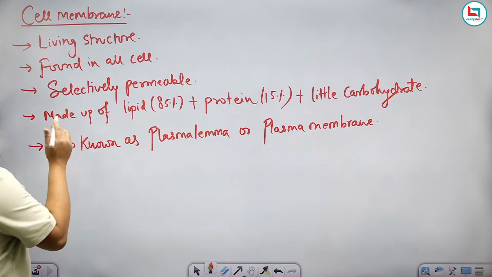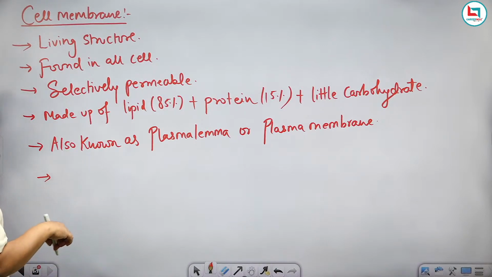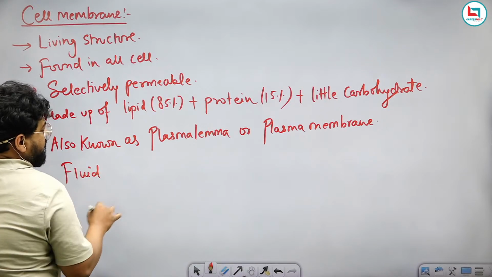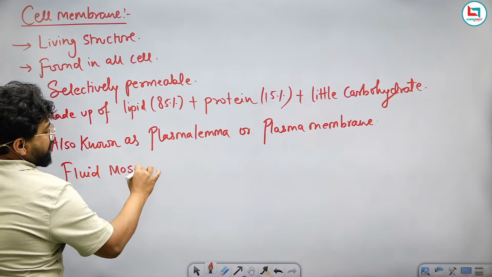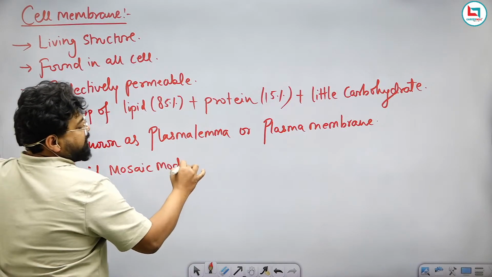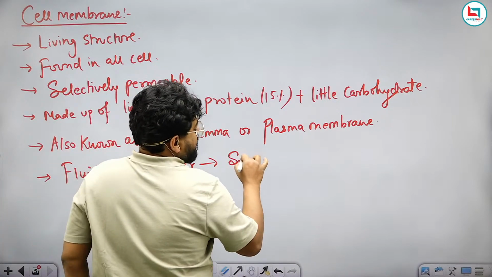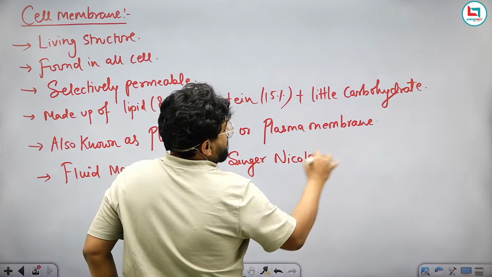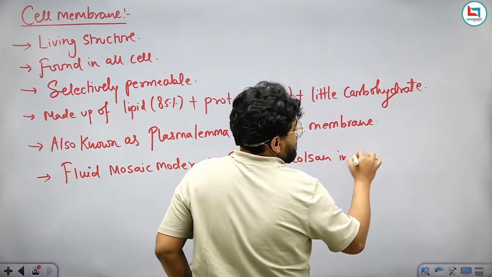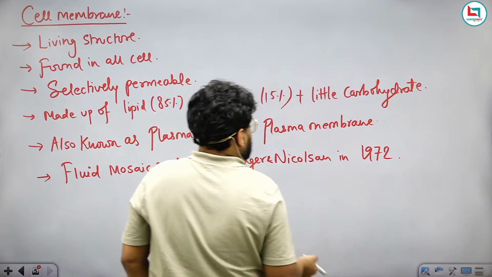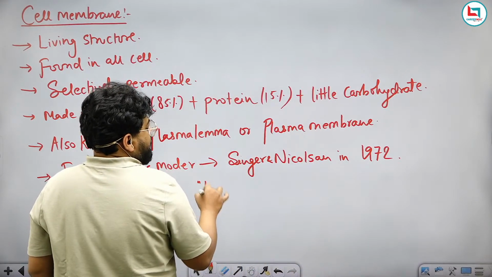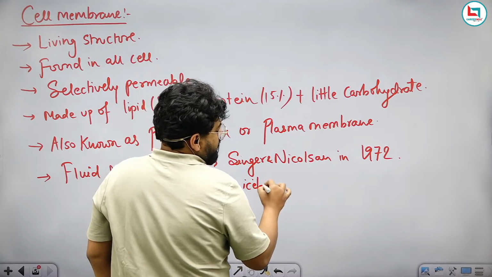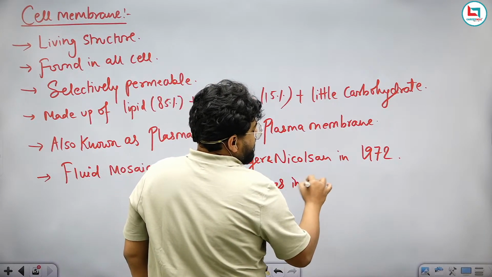Now to understand the structure of plasma membrane, a model was proposed, that is the fluid mosaic model, by Singer and Nicholson in 1972, and they said protein icebergs in the sea of lipid.